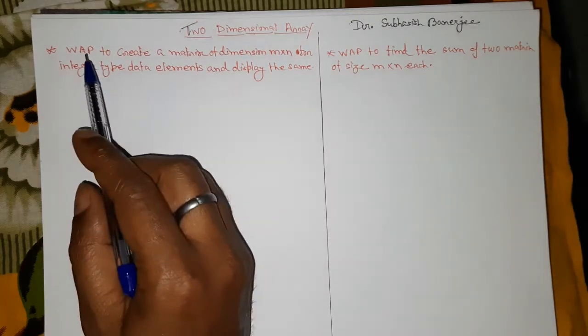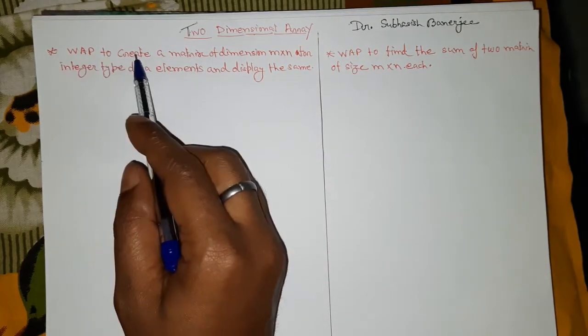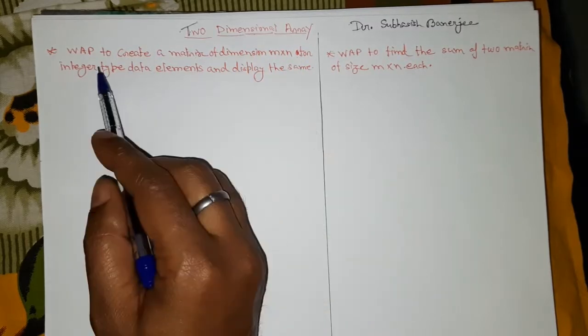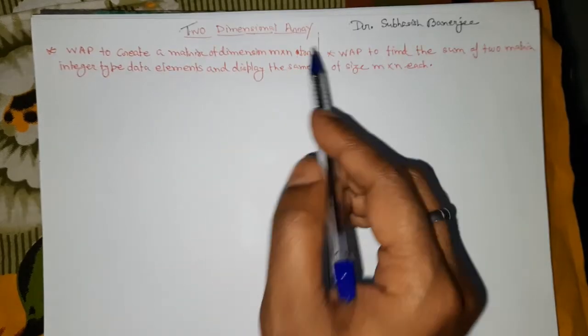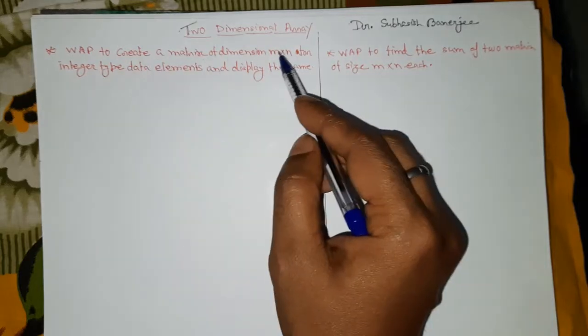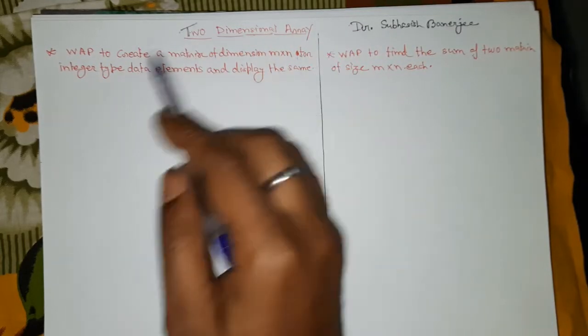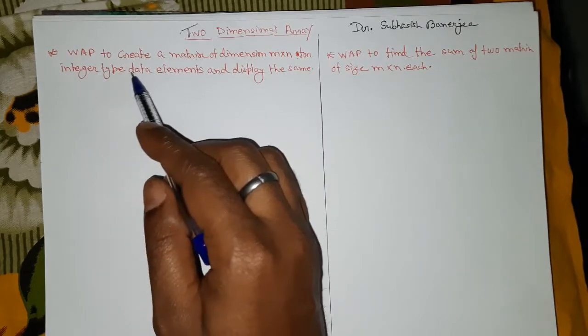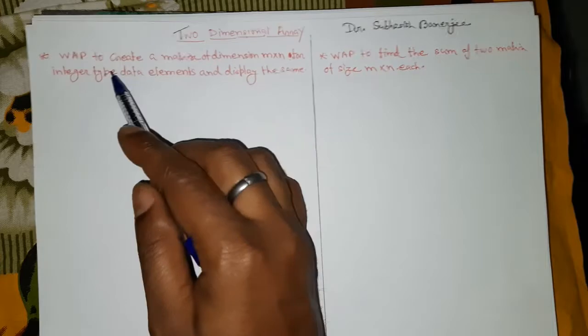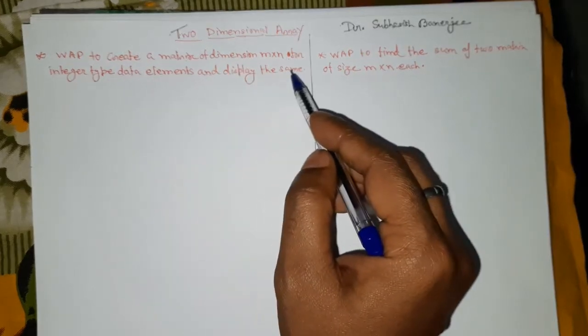the first problem we have taken is: write a program to create a matrix of the dimension m into n for integer type data elements and display the same. So in this example, we are going to create a matrix of size m into n. Definitely it is going to store integer type data elements. So we'll have to declare this matrix as integer type, and we'll have to display the same.